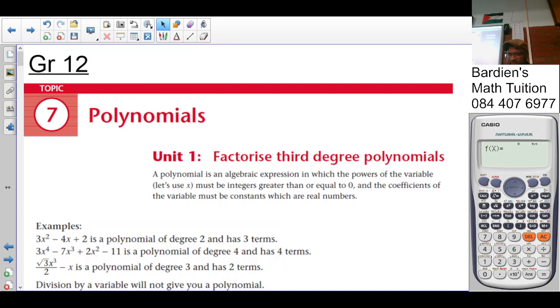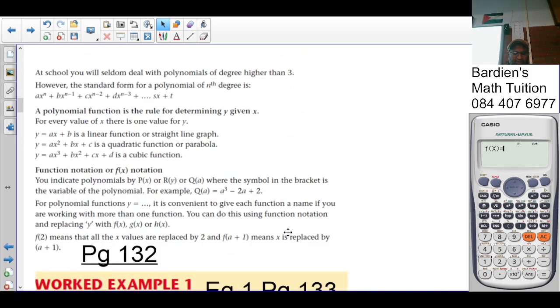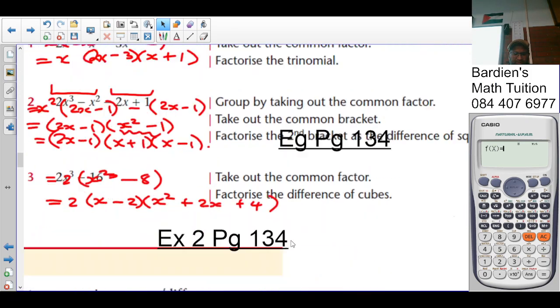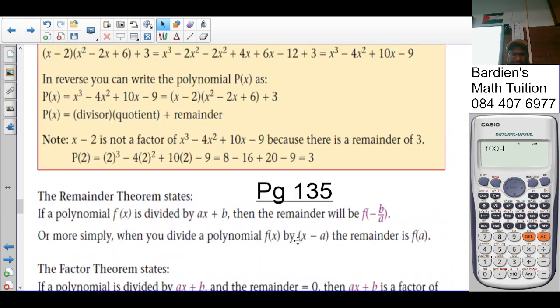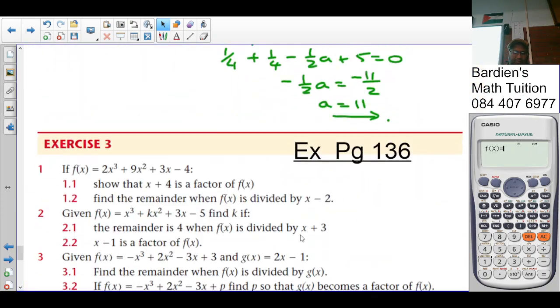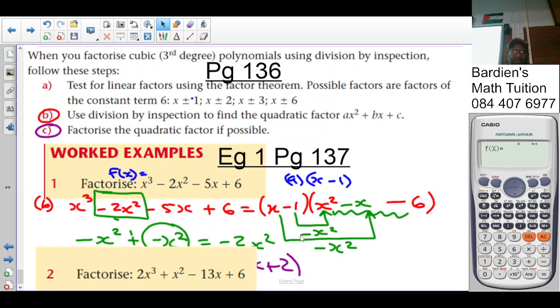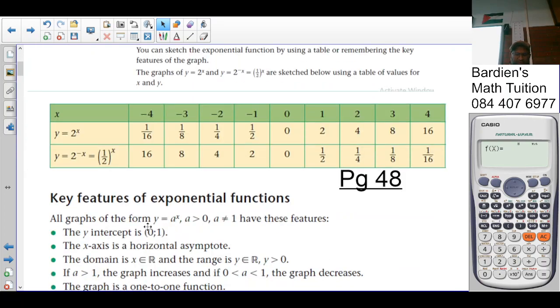Okay, good morning class. So today we're looking at polynomials. I think today is the third lesson on polynomials. At this point we did a revision of factorization, factorizing a third degree expression. Then we went on to factorization by inspection.